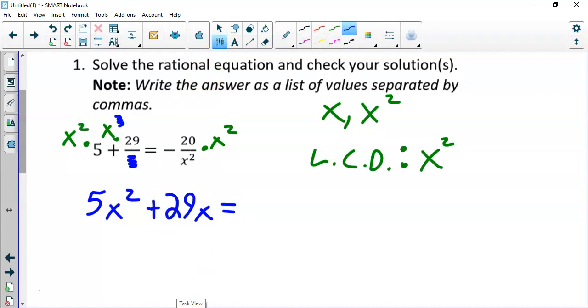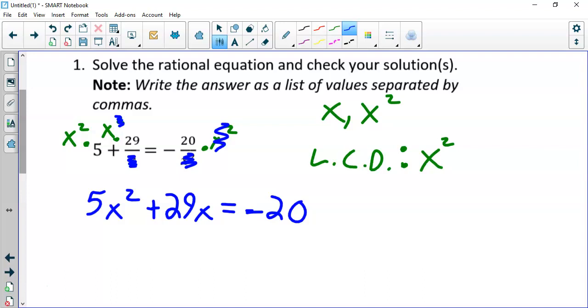Equals. What's going to happen over here? Negative 20. Perfect. Now this is much easier to deal with. What now? There are no like terms to get together because the x squared and the x are not the same, so you can't put those together. But what else do we have to do?